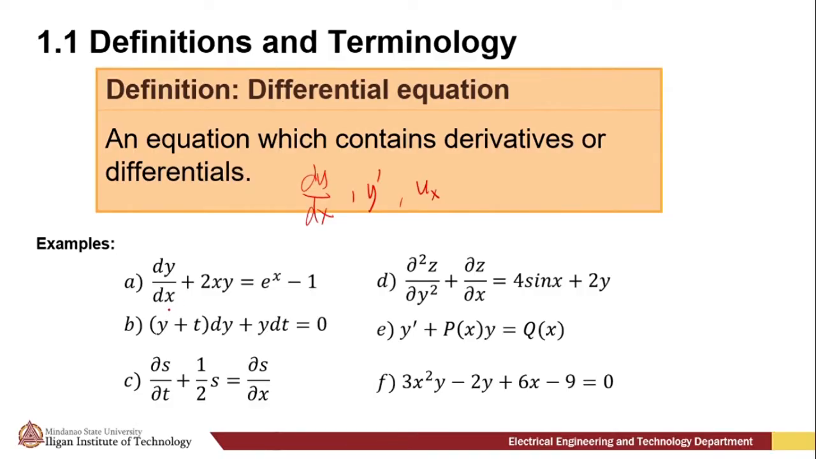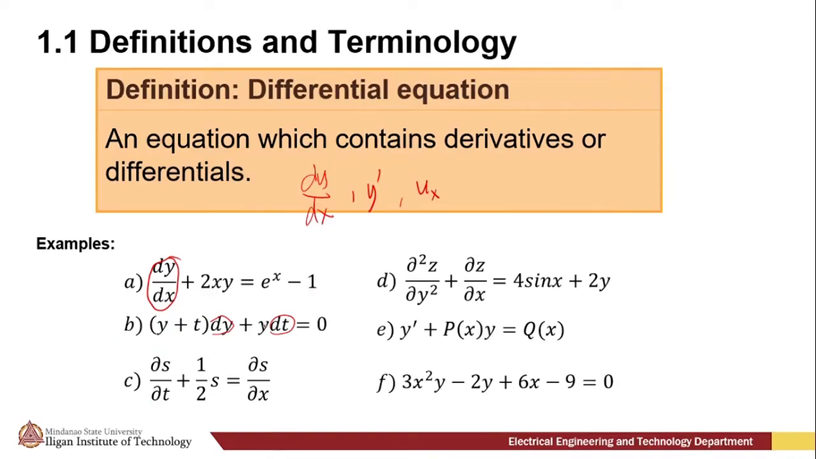In example A, this is a differential equation because of this term, which is the derivative of y with respect to x. Same in B, we have quantity y plus t dy plus y dt. So we have two variables, y and t, and we have the terms dy and dt as the derivatives. Hence, example B is a differential equation.